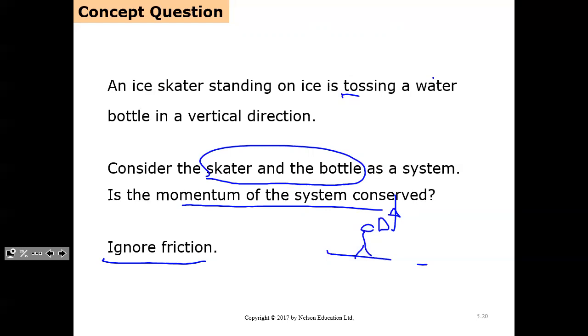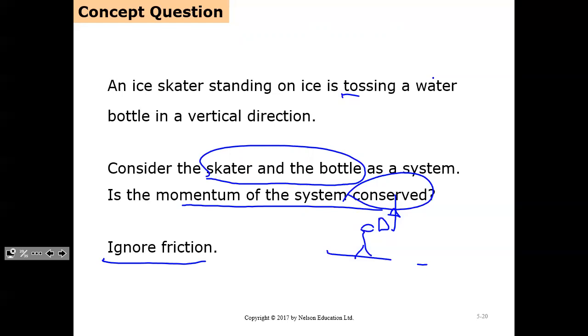Now, standing, okay, she's not moving, she's tossing it up. Our system is the bottle and the skater. What is the condition for the momentum to be conserved? No net external force. No means zero net external force. There can be external force, but it is zero. What are the external forces acting on this system? The weight, the gravity, weight of the person, the skater, weight of the bottle. Okay, that's it, right? Weight of the bottle, weight of the person.